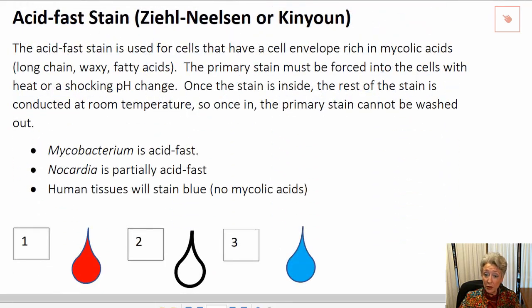The second stain that we think you should know is the acid-fast stain, which may show up in two different names. Ziehl-Neelsen is one, Kinyoun is the other.